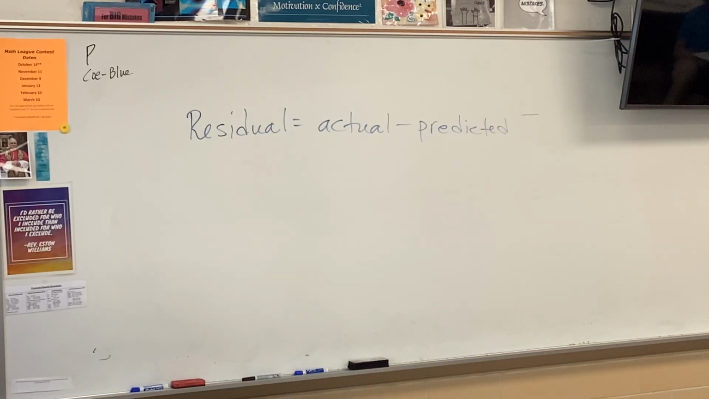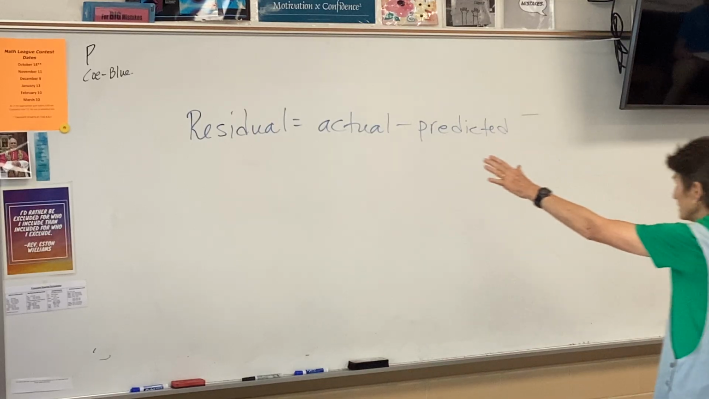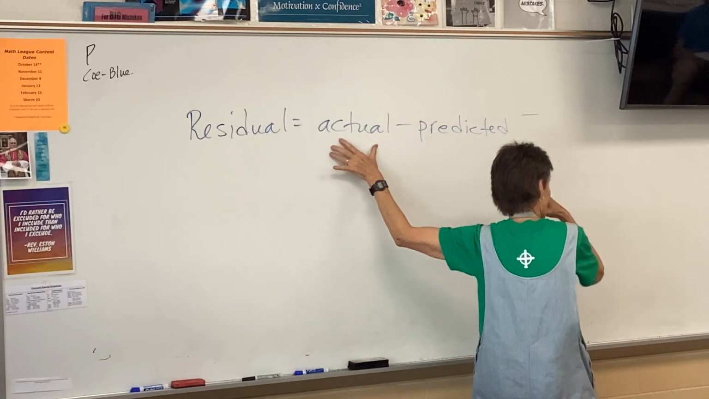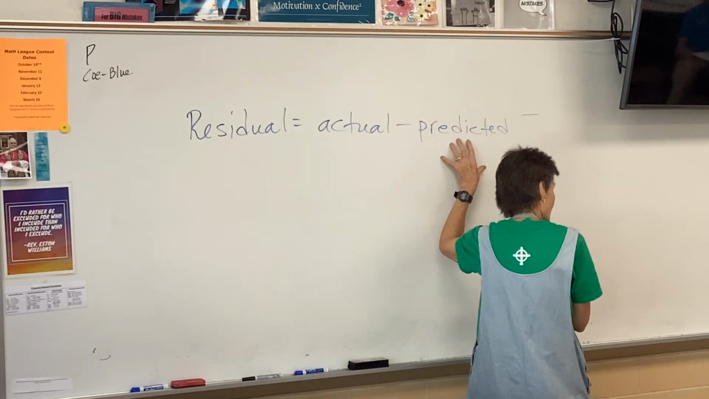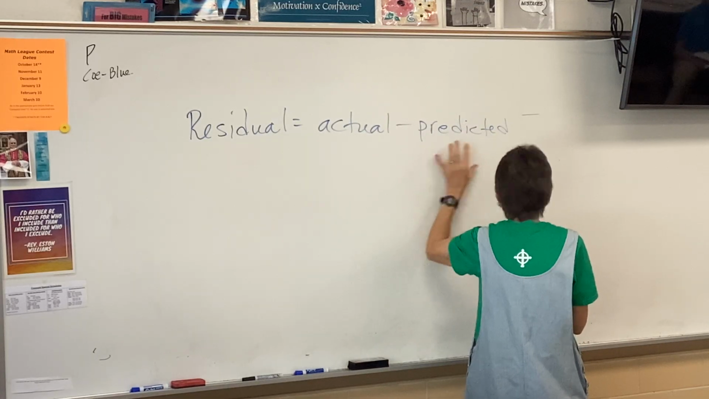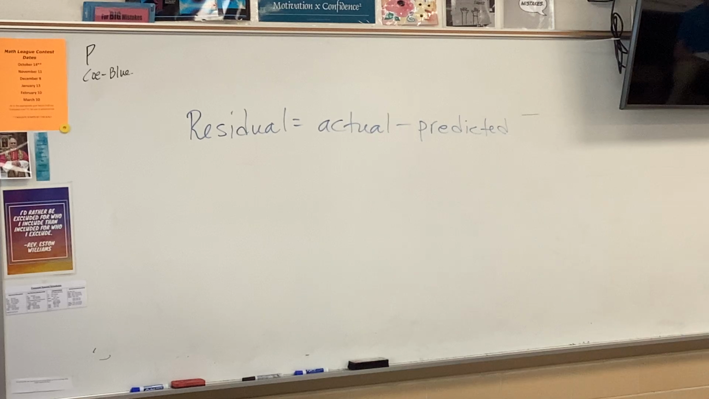So see if you can do this calculation by hand. Take the actual value, that's the value that's in the table, find the value using your equation, and subtract those, and see if you get negative 0.07. Let's draw it.